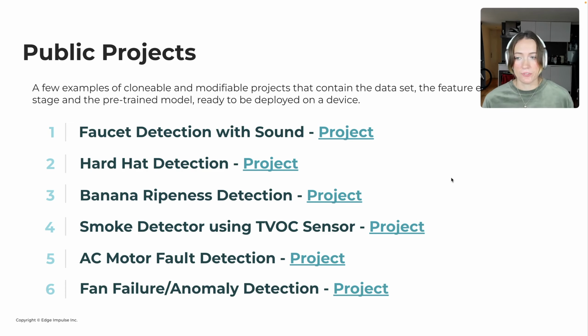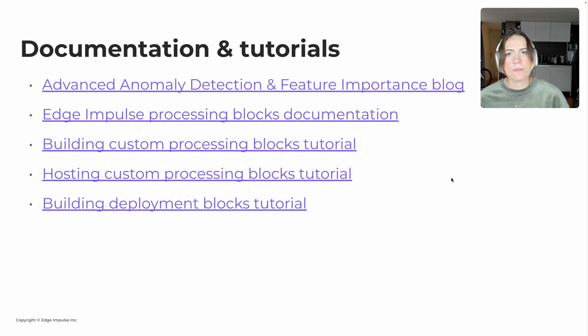We have projects for faucet detection with sound, hard hat detection, banana ripeness detection, smoke detector using TVOC sensors, AC motor fault detection, and fan failure anomaly detection, which is what we'll go over today. We also have a bunch of documentation and tutorials available from the Advanced Anomaly Detection and Feature Importance announcement blog, the Edge Impulse processing blocks documentation, building custom processing blocks tutorials, hosting these custom blocks, and building your own deployment blocks tutorials as well.